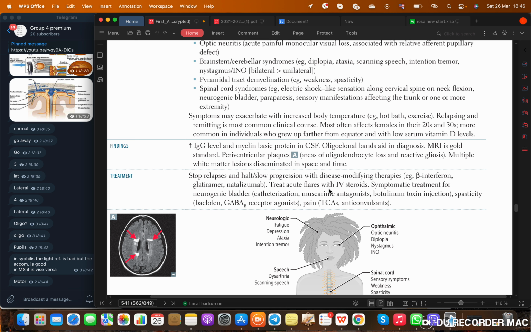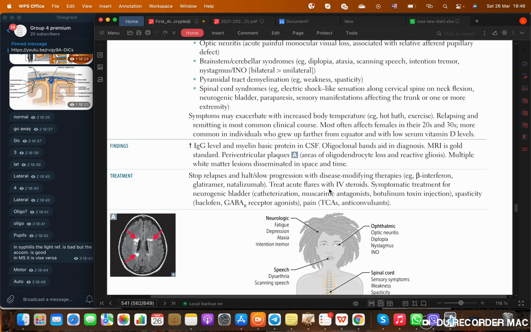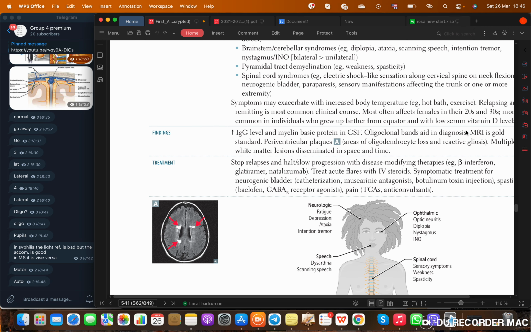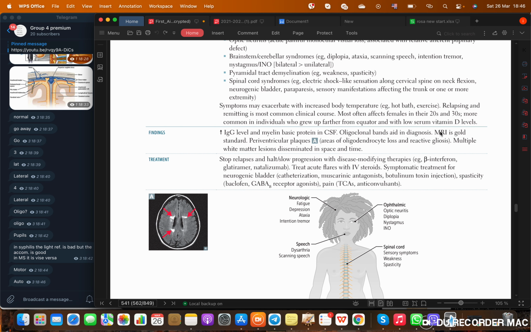Why do you think multiple sclerosis is more common in ladies? Because it's an autoimmune disease. So it most often affects females in their 20s and 30s, and is more common in individuals who grew up farther from the equator and with low serum vitamin D.